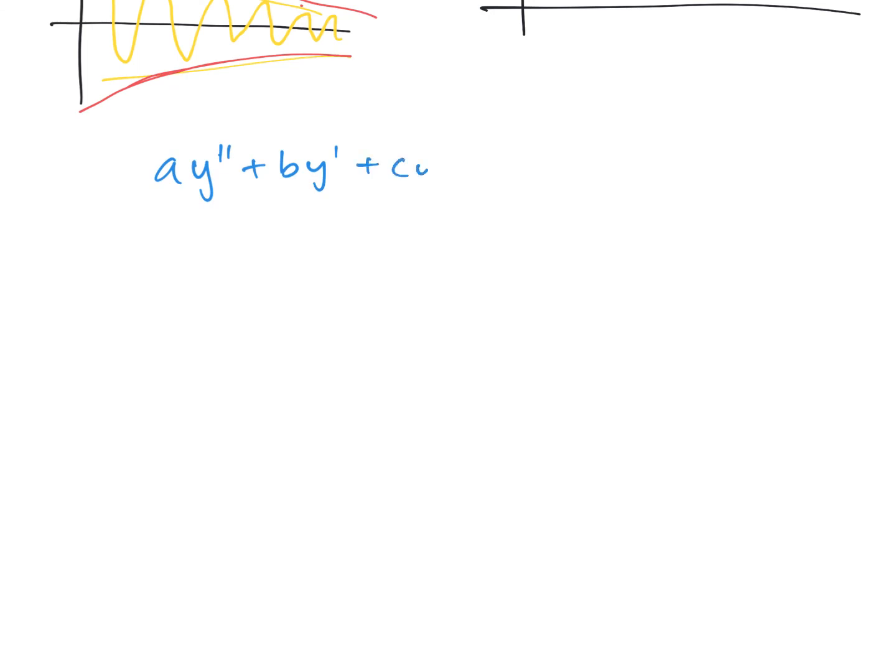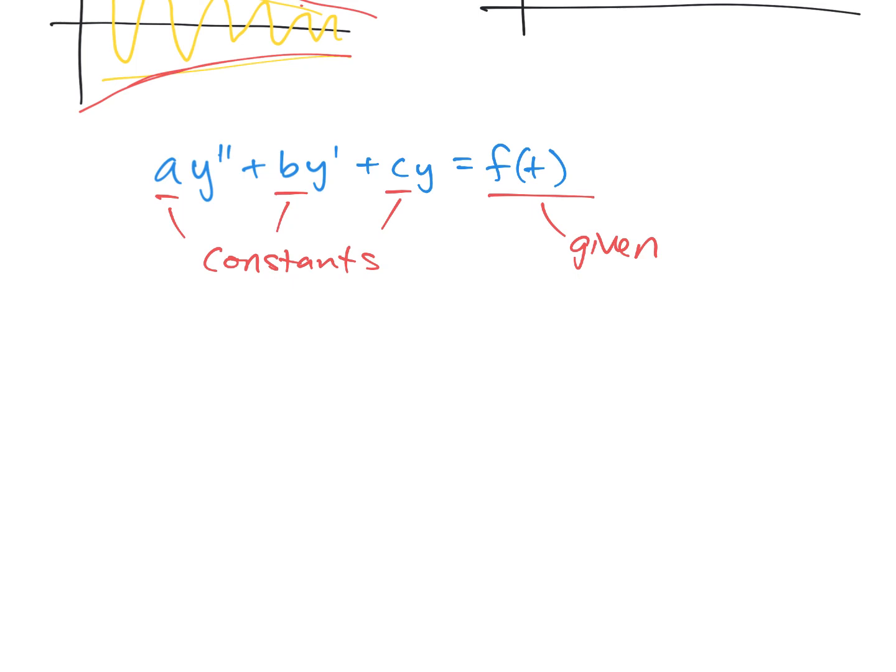So a y double prime plus b y prime plus c y equals some function f that is independent of y. So a, b, and c are constants, and our f is given, because f is not what we're solving for. y is what we're solving for.